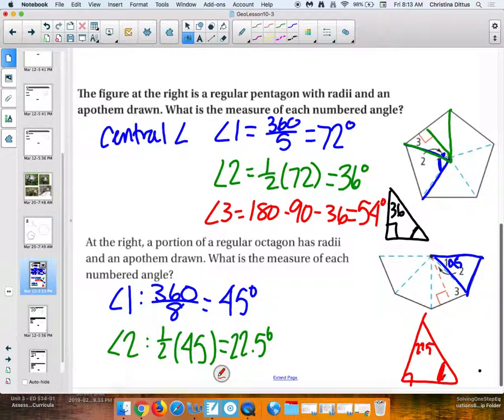Looking for that angle 3 again. How can I find it? 180 minus 90 minus 22.5. Question: what's 180 minus 90? 90. So when you have 180 minus 90, you can actually just take 90 minus whatever angle 2 is. Or if you like the 180 minus 90 minus 22.5, they get the same thing. Should get 67.5.